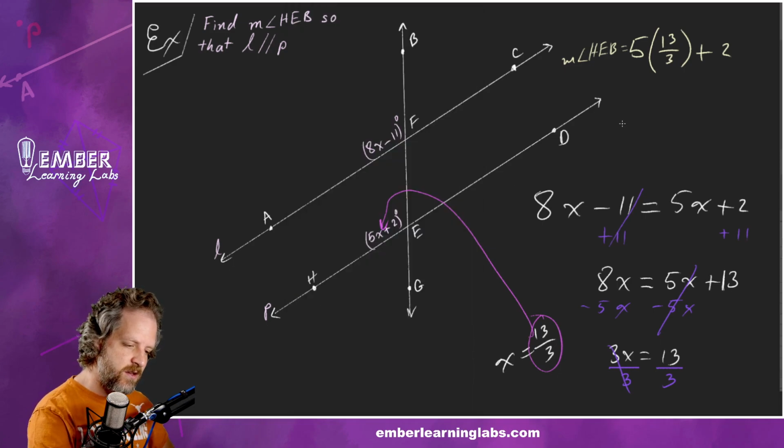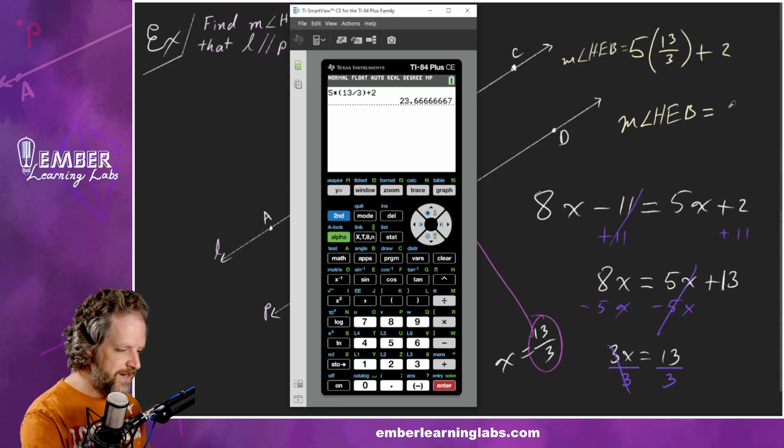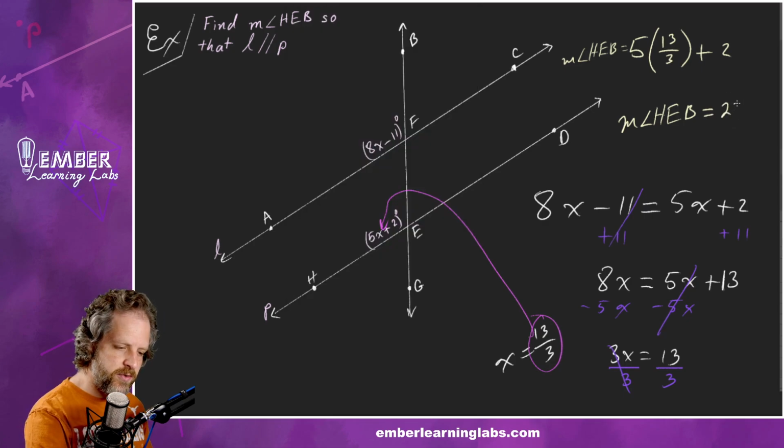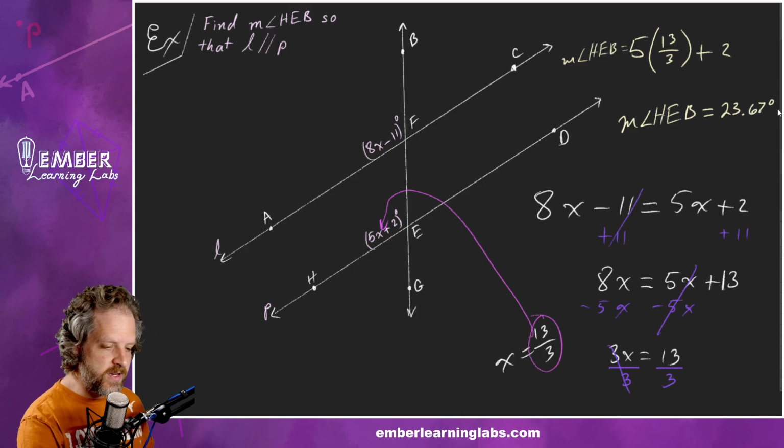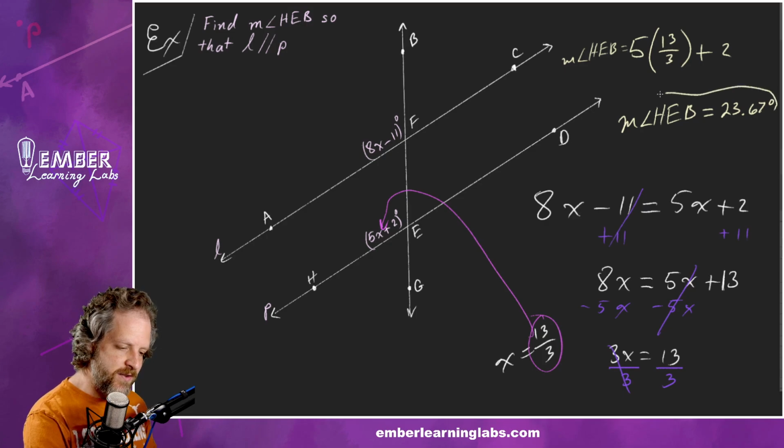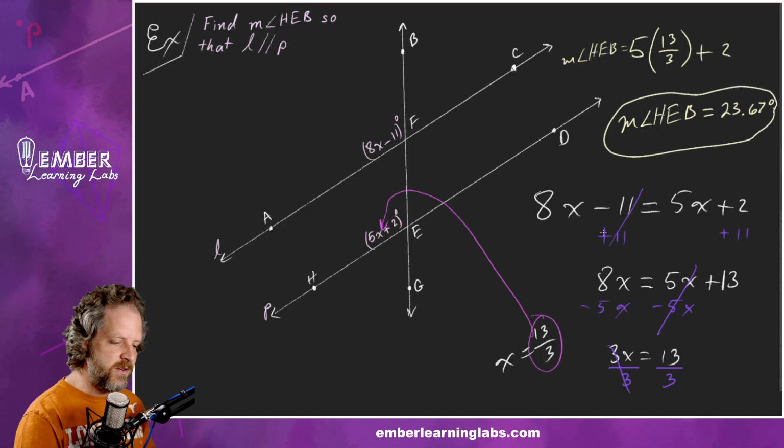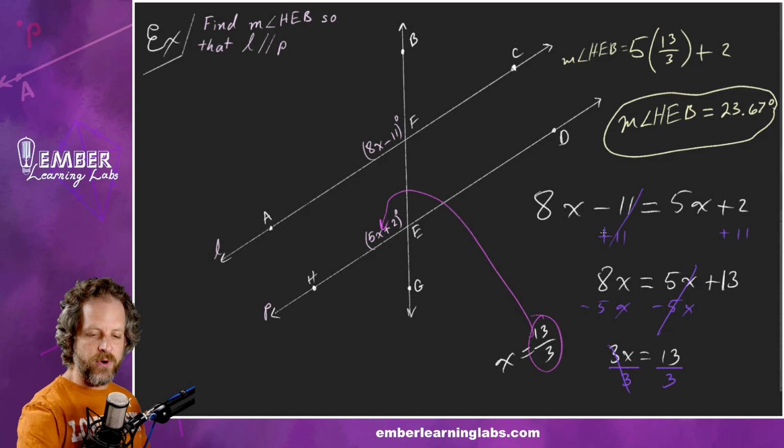23.67. So the measure of angle HEB equals 23.67 degrees. Don't forget that degrees symbol. Numbers that have units should include the units. And that's going to be it for this video.